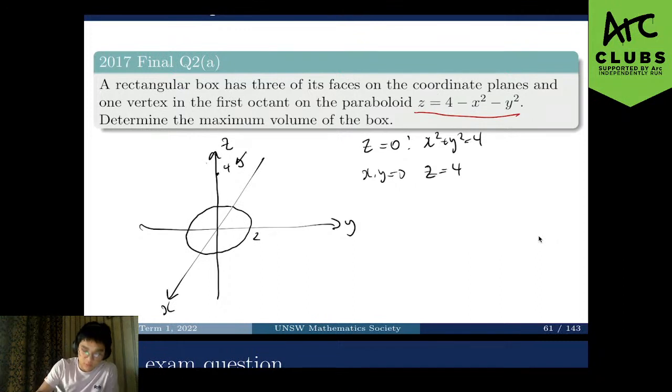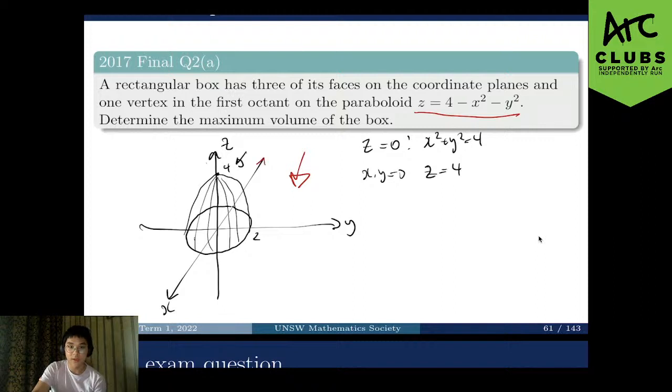So this paraboloid is going to kind of look like this. And if we take this region to be the first octant, where x is larger than 0, y is larger than 0, and z is larger than 0, so one of the vertices is going to be on here. So it could be this point, and the rest of the faces are along the coordinate planes. Actually, that's kind of a bad point. Maybe if the point is here, then we have a face on the YZ plane, the XZ plane, and the XY plane here.